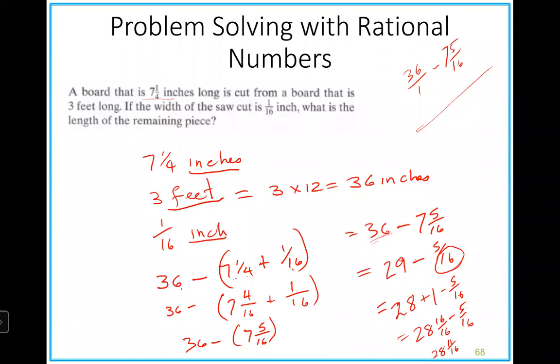You take the 7 from the 36, you'll have 29, but you still have the 5/16 to take away. So you just borrow 1 from the 29 and subtract the 5/16 from that 1, and you'd be left with 11/16. So that's 28 and 11/16.